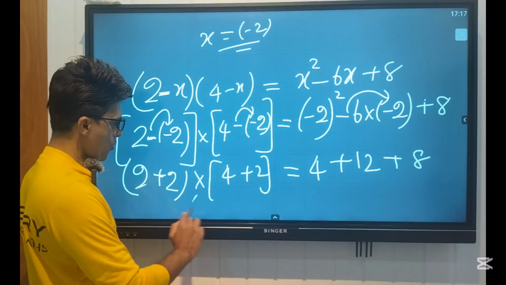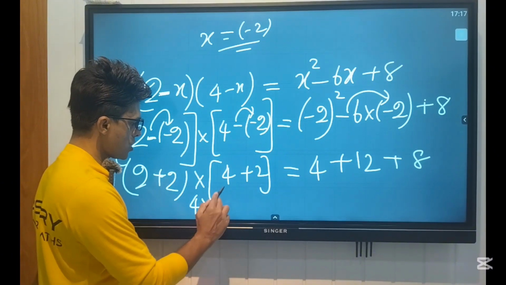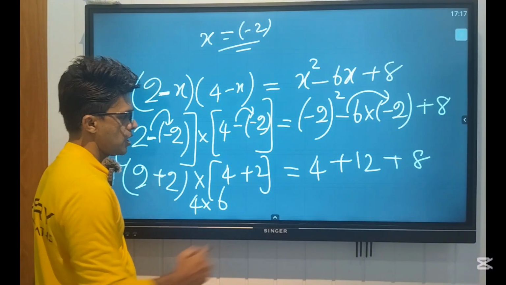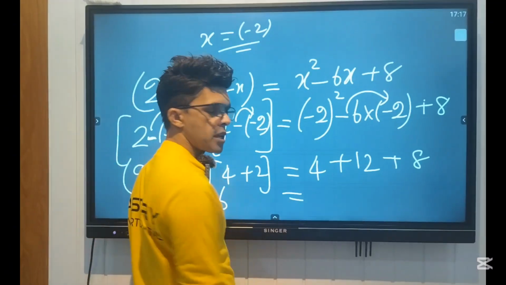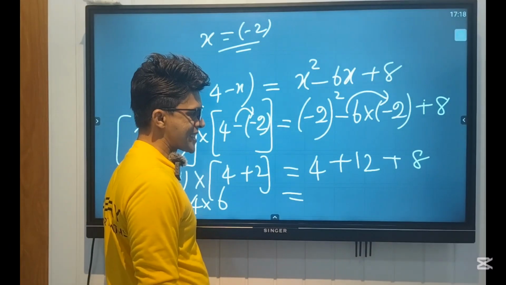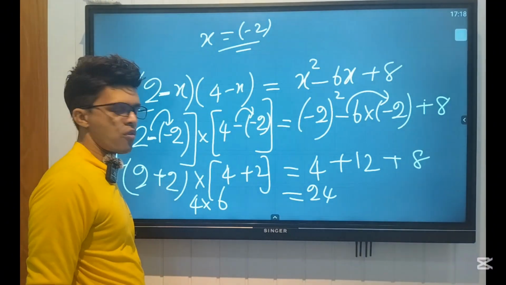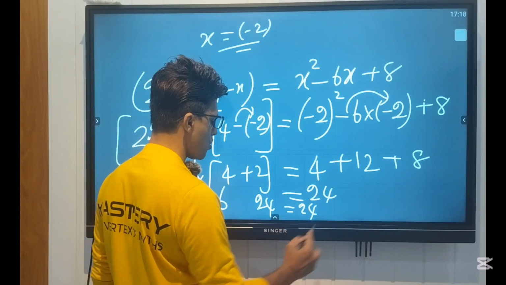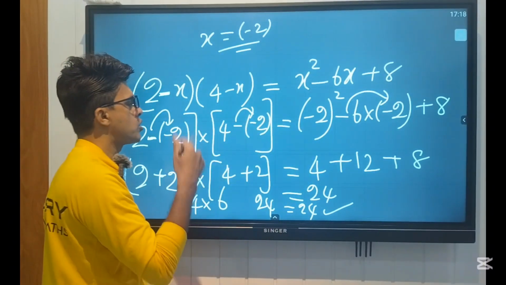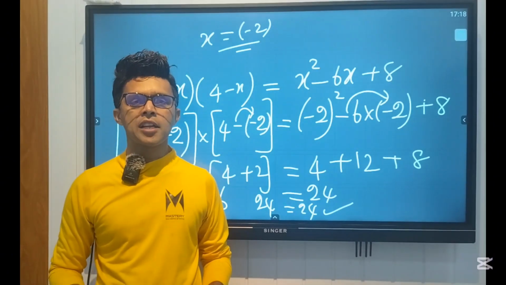Then 2 plus 2 is 4 here, really. Then 2 plus 2 is 4, 4 plus 2 is 6. So here also, 4 plus 12 is 16, plus 8 is 24. Really, 4 times 6 is 24. Therefore, 24 equals 24. This relation also you could show, okay, when the value of x is minus 2.